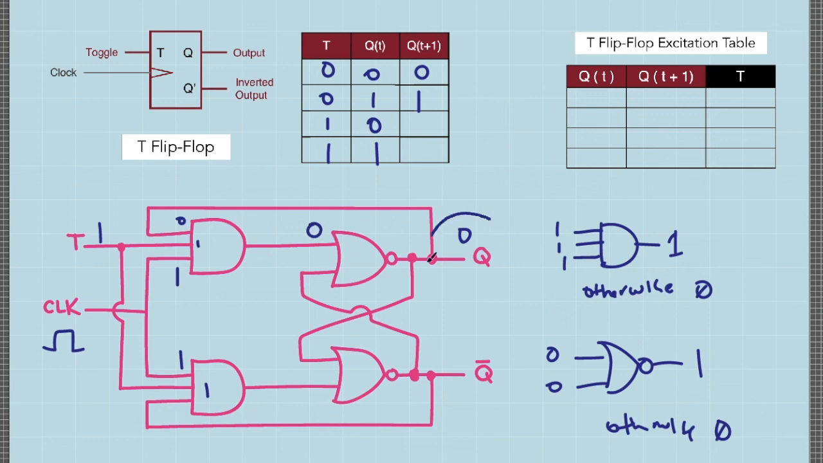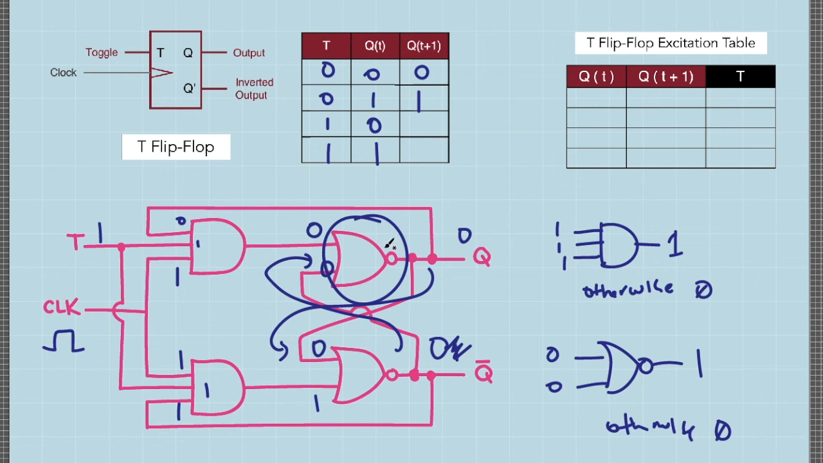Since we already have a value for Q, let's transmit this value here. Hence, the output of this NOR gate will be 0, and this 0 will be transmitted here. 0 and 0 will result in an output of, based on this diagram, 1. So after 1 clock pulse, the new value of Q is now 1, and I'm going to write it here.